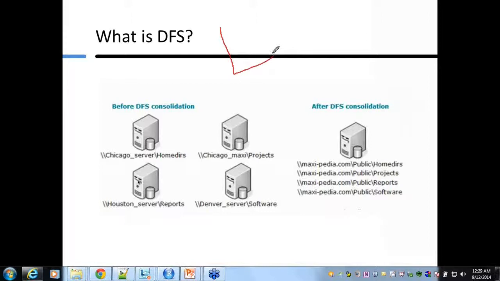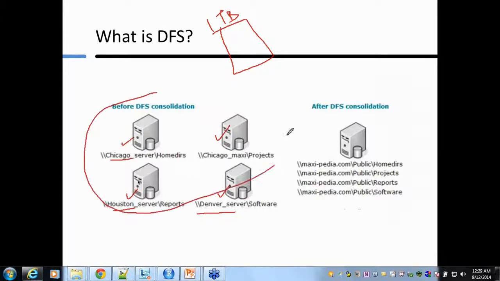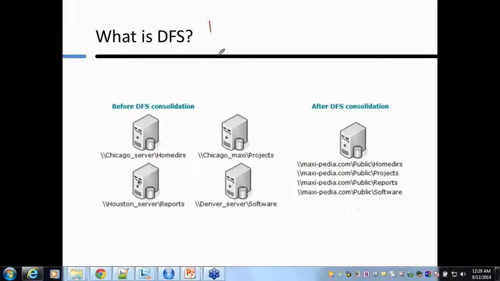Let's say you have a 1 terabyte file which you want to store. There are 4 different physical machines in this diagram, geographically located differently: one in Chicago, one in Houston, one in Denver. These machines are connected over a network, so they form one cluster. Let us not worry about what a cluster is; we will understand that in the actual training sessions.